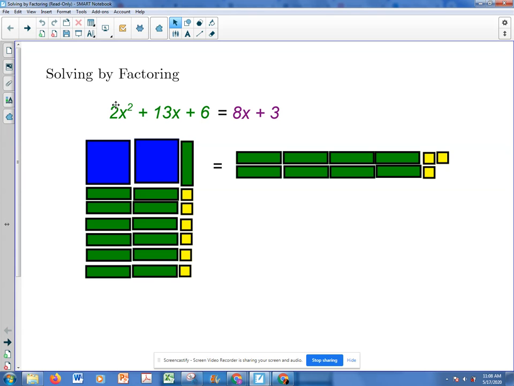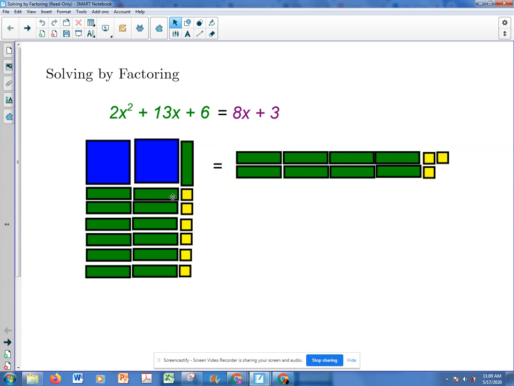So you put the blues in the top left, yellows in the bottom right, all the squares are on the corners. So I got 2x squares, and then, I got 12 green ones there and one green one there. That makes 13, so 13 x's, and then I got the 6 little squares. And so that makes a rectangle. Please see, this one over here is not a rectangle. That little piece out there makes it so it's not a rectangle. So this side didn't factor. I can't break this apart into anything that makes a rectangle.